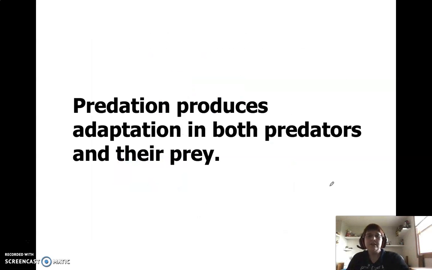Predation is another interaction that we're all very familiar with. This is where one organism is eating another. And so this is going to produce adaptations in both predators and prey. We're going to look at both. Most of the adaptations we see generally show up in the prey, in whoever's being eaten. There's a lot more at stake if you are the one who might get eaten.